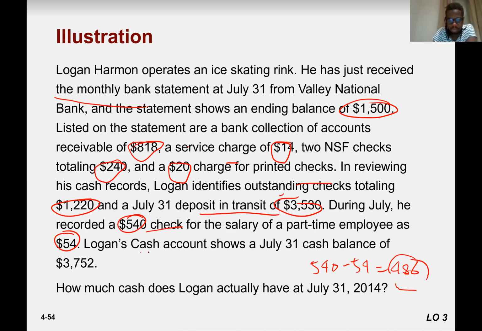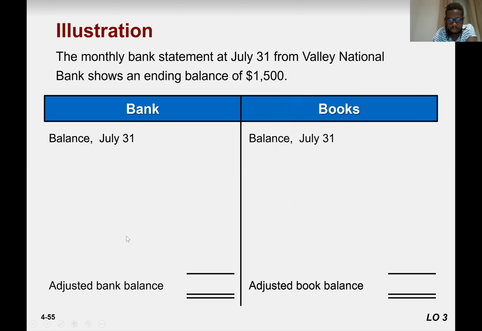So the cash account shows the cash balance. So that is the book balance, right? So let's make that. There are two ways to make the bank reconciliation. One is the account format, one is the report format. So this is the account format. On the left hand side, we have the bank. On the right hand side, we have the books. So let's write down the balances.